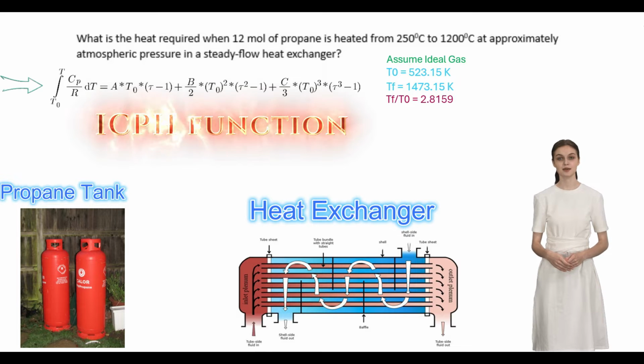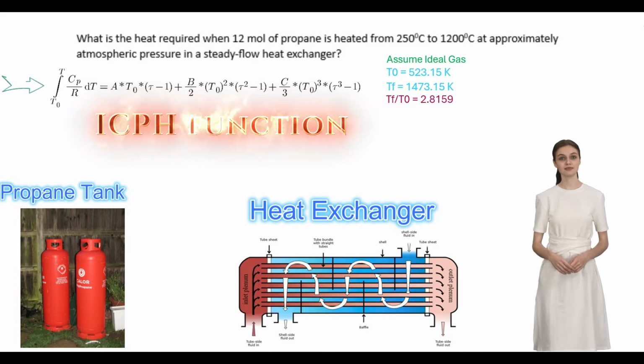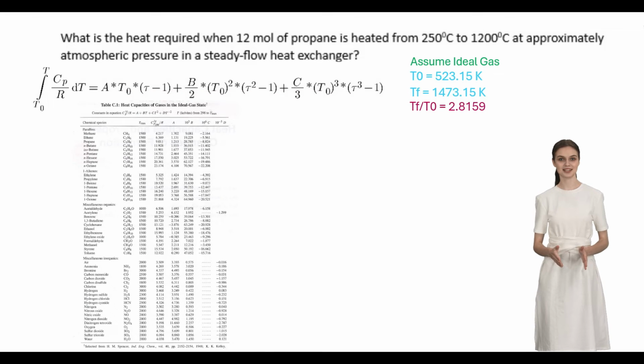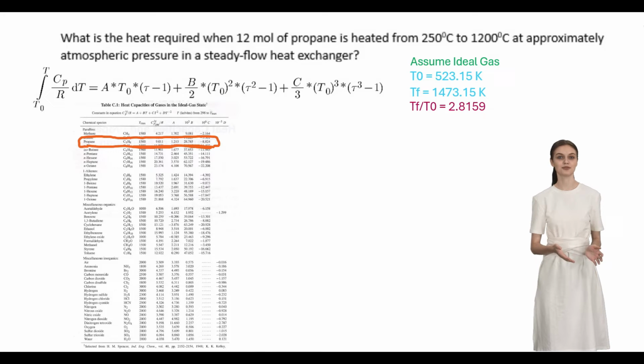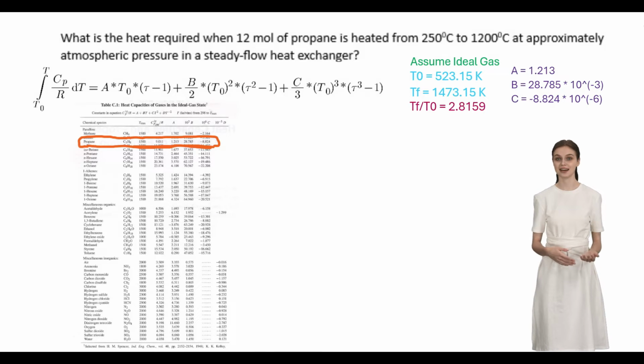Start with the ICPH function because of the assumption of ideal gas. Here is a table for heat capacities of gases in the ideal gas state. Select the values for propane. Note that the B value needs to be multiplied by 10 to the negative 3 power and the C value needs to be multiplied by 10 to the negative 6 power. From the table, the values for A, B, and C are in the upper right in purple.